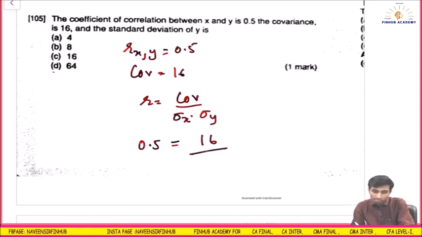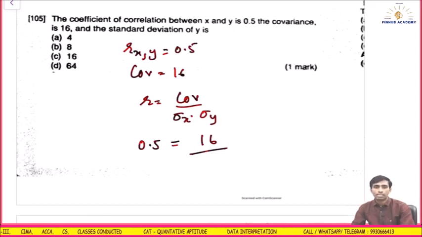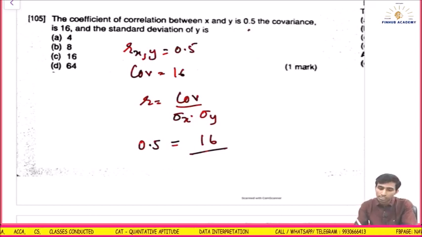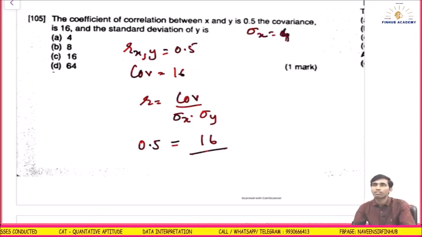So how will I solve? Standard deviation of x, I don't know. Covariance is 16, correlation coefficient 0.5. How will we solve this? I think some information is missing. So standard deviation of x is missing, it is 4, I think. Okay, standard deviation of x is 4.